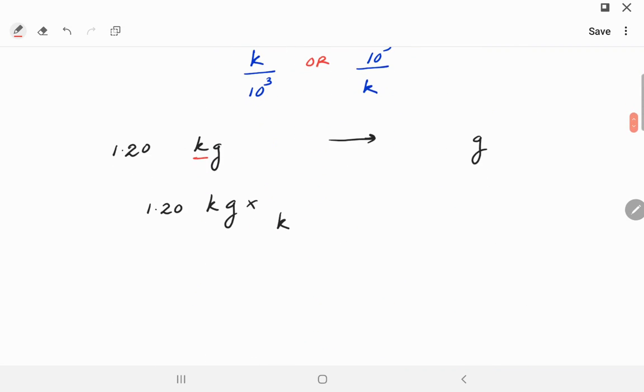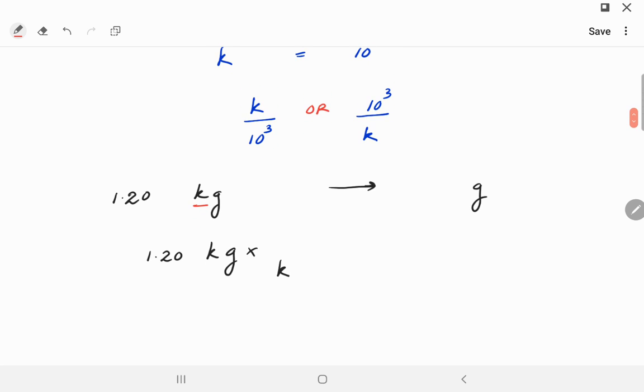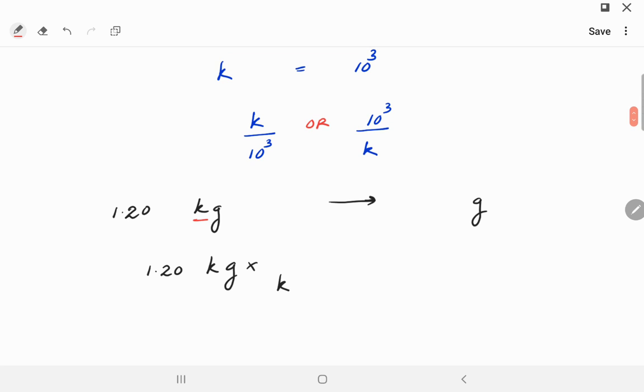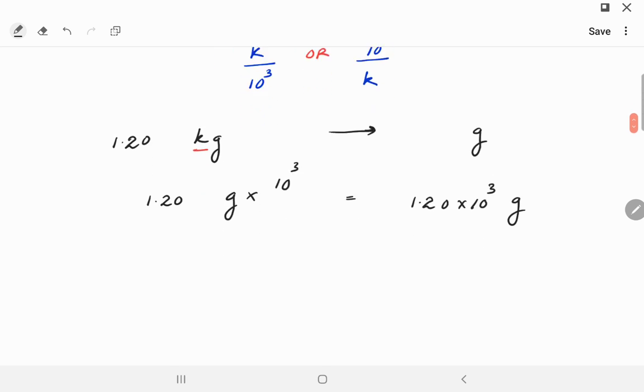So we want to cancel kilo out. When we are picking the conversion factor, we must be able to cancel out kilo, and of course, if you want to do that, the top term will be 10 to the power 3. Kilo to kilo will cancel out, and your answer will be in grams, and it will be 1.20 times 10 to the power 3 grams.